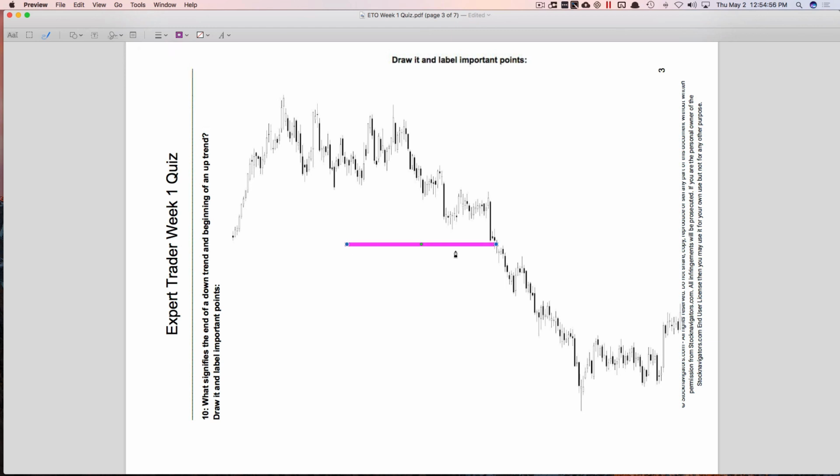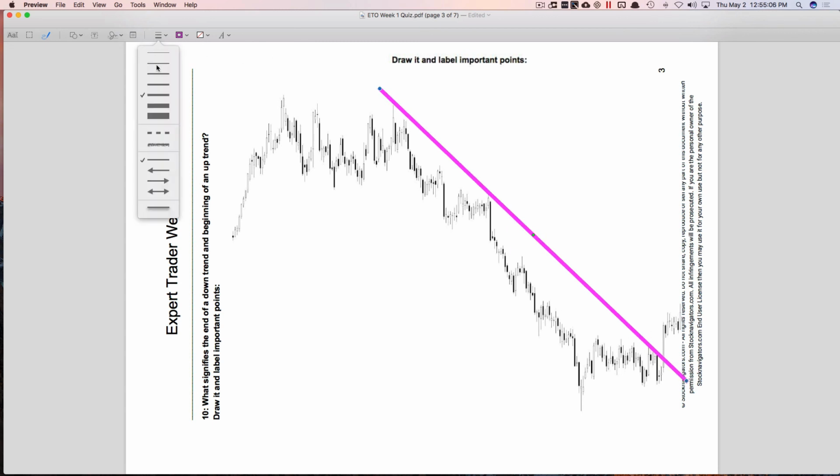Now I can just grab these points here. See these dots? I can grab those and move it where I want it. And let's say I was drawing a downtrend, something like that. And I can make it thinner too. If that's a bit too thick, I can just make it thinner. And maybe I like that a little bit better. And so let's say that that's what I wanted to draw. There's my downtrend.